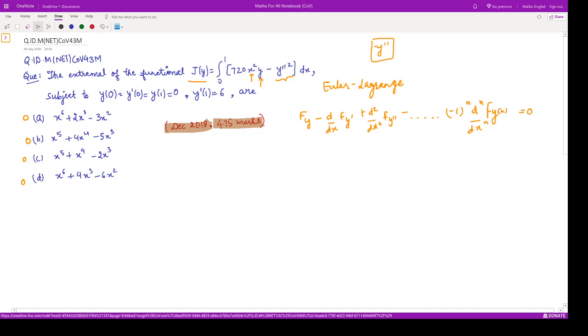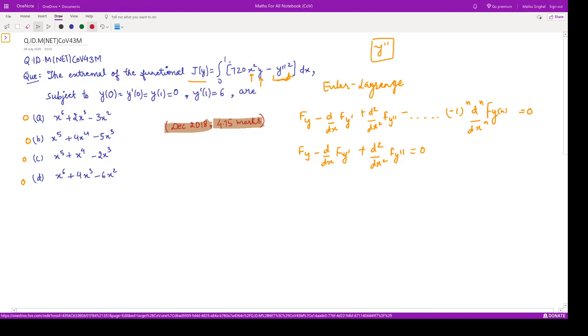In this equation we have derivatives up to second order. So our equation would be f y minus d/dx of f y dash plus d squared by dx squared of f y double dash is equal to 0. So let us solve this equation.